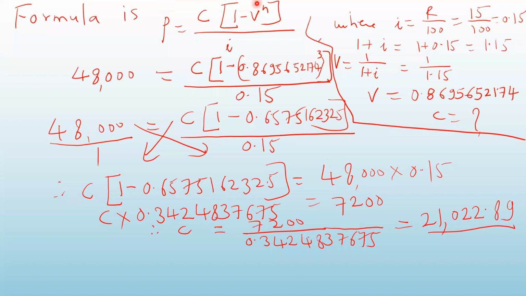So you put everything in the formula and solve this equation for C. To get rid of i, that is 0.15 in the denominator, you have to do the cross multiplication. Then simplify this for C. Let us move to the next problem.